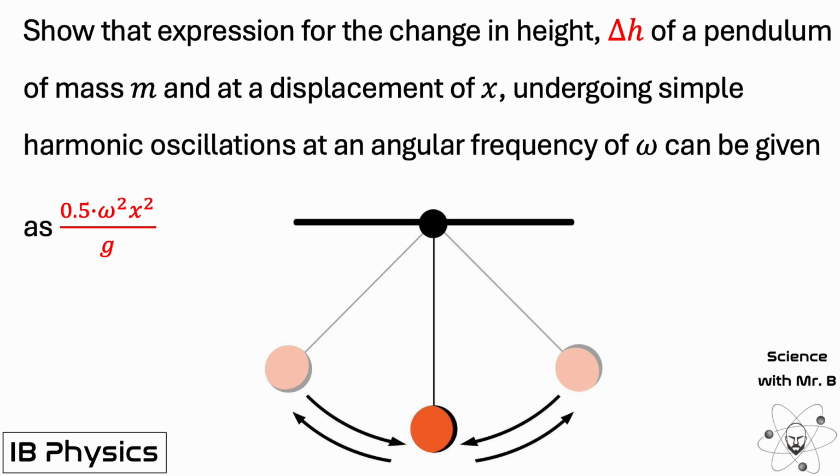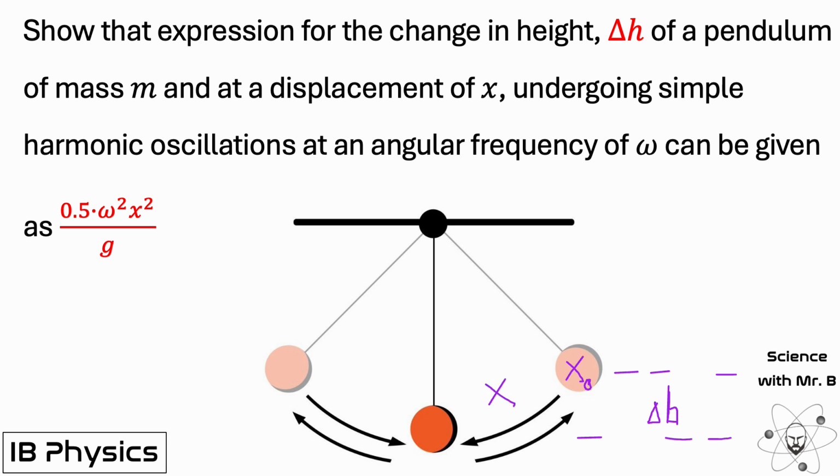So the point of the question is to show that the expression for change in height of a pendulum as it goes from the equilibrium position to its maximum amplitude is equal to that equation, 0.5 times omega squared times x squared divided by g. And we're not talking x naught, the maximum amplitude. We're in fact talking some other amplitude somewhere along the way, okay?